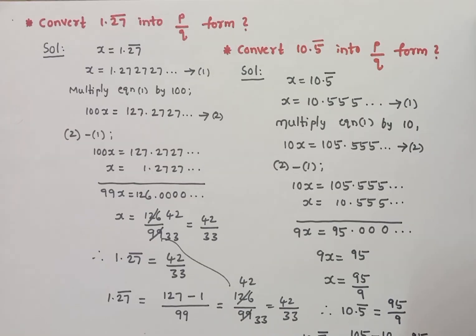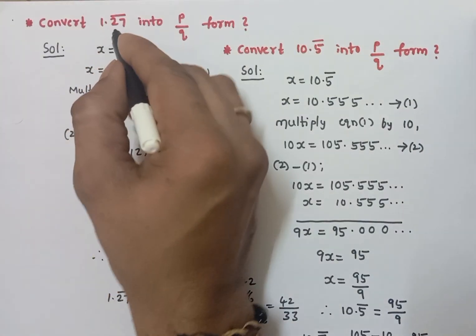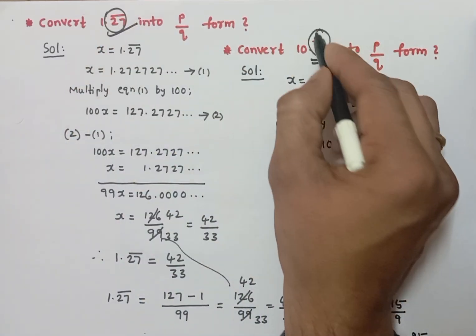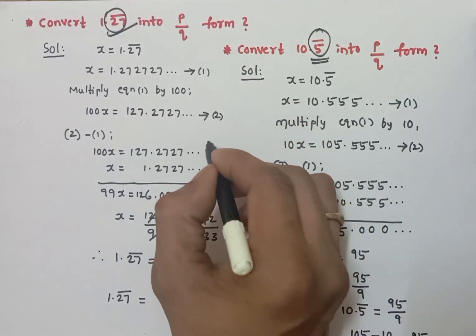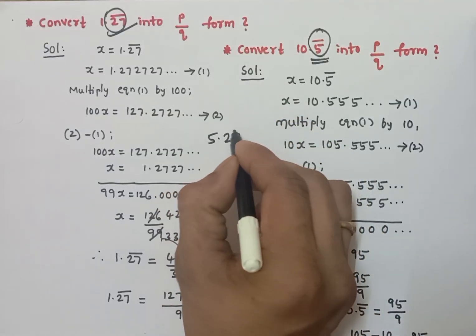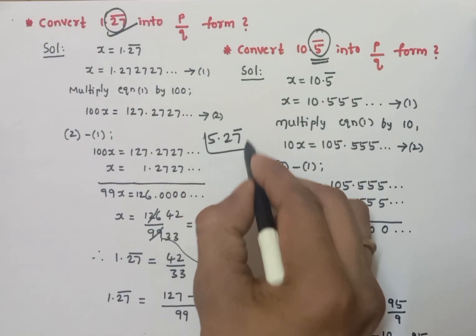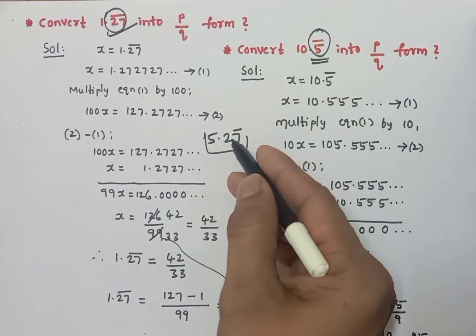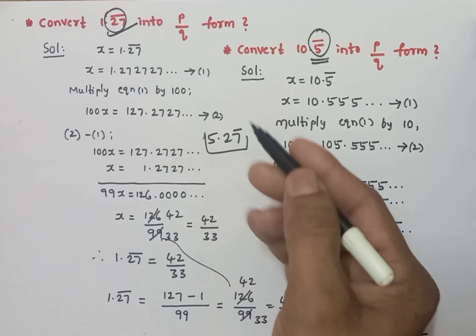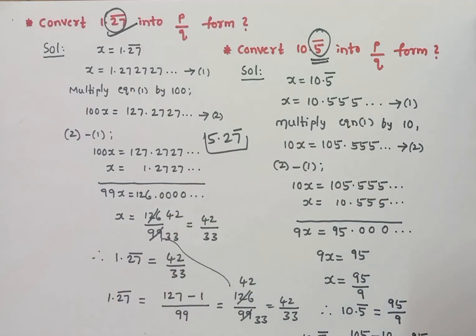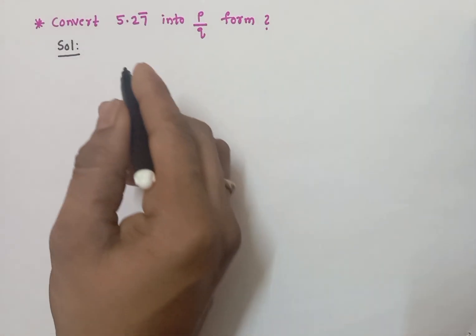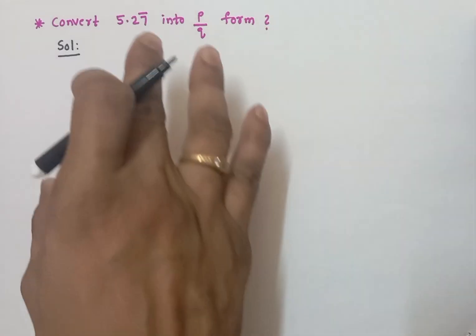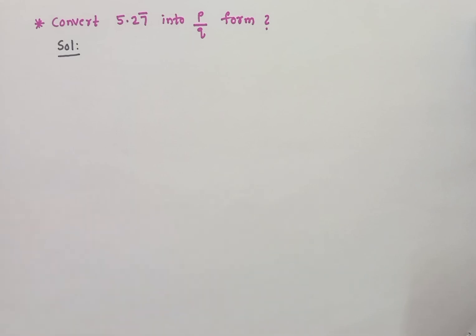We'll discuss one more question where after the decimal point, here two digits are there, two are having bar. Here one digit is there, after the decimal point one digit is having bar. Suppose after the decimal point, like suppose 5.27 is there, bar is there only for one digit. If it is not having the bar on all digits, how to do that? We'll see one very important problem: how to convert 5.27, bar is there only for 7. So how to convert this case, and we'll see the shortcut also.